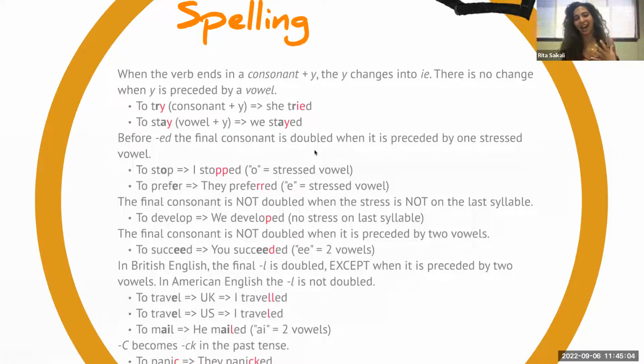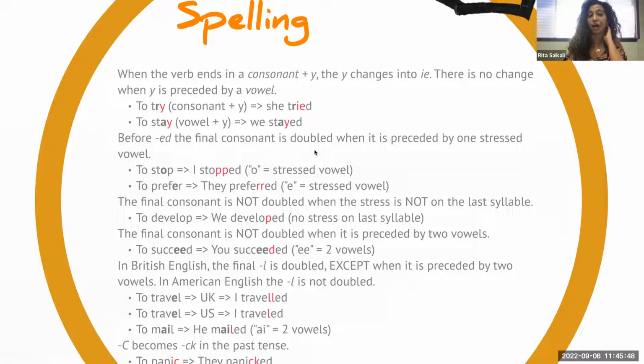This stress is when we're talking about pronunciation. If the vowel is stressed when you're pronouncing the word, and it has a consonant right after, and the consonant's kind of almost a stop, like prefer, right? So the vowel right before is stressed, then you add that letter again. To stop, I stopped. We add another P and then we add the ED. To prefer, they preferred. We add the R and the ED.